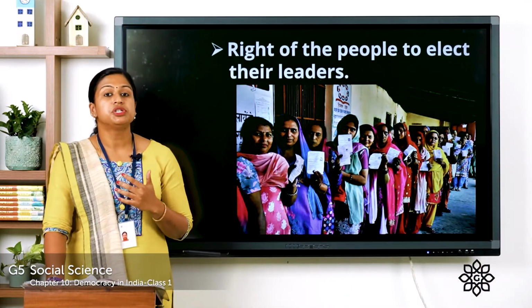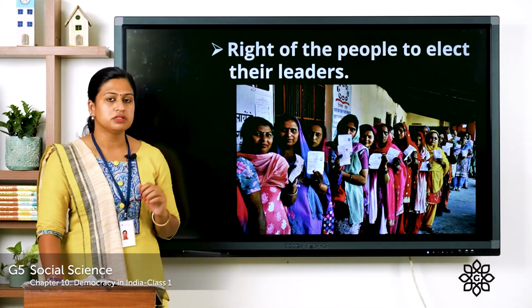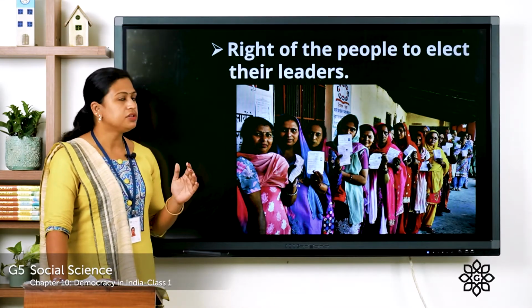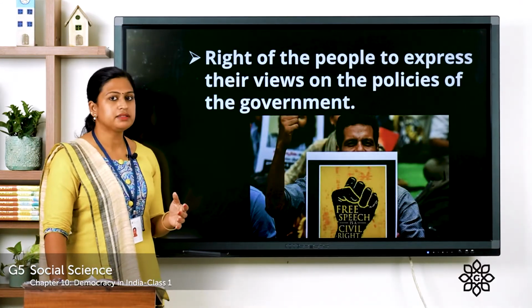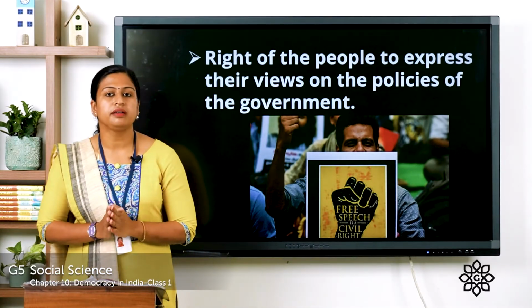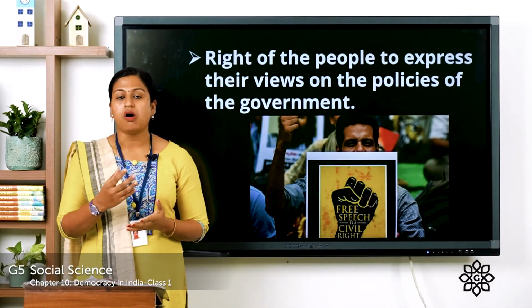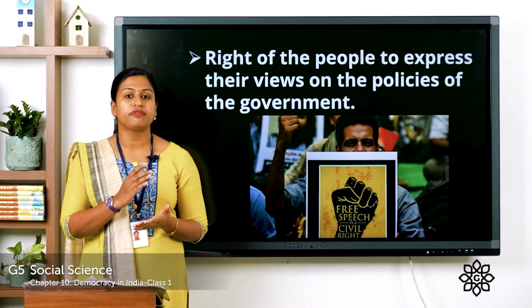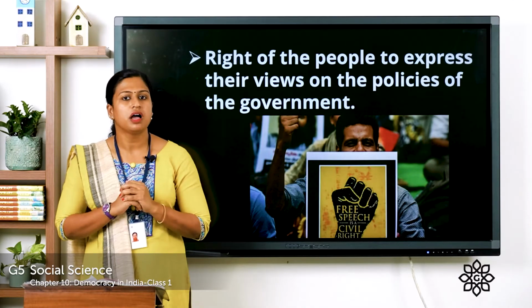So the government makes sure while making the law that the basic needs of the people are taken care of. So this is one of the features of a democratic country, that is the right of the people to elect their leaders. Now the second one is the right of the people to express their views on the policies of the government. India is a democratic country and all the citizens have the right to express their feelings or opinions without any fear. So the basic human right, that is the freedom of speech, is a basic fundamental right of the citizens of our country.